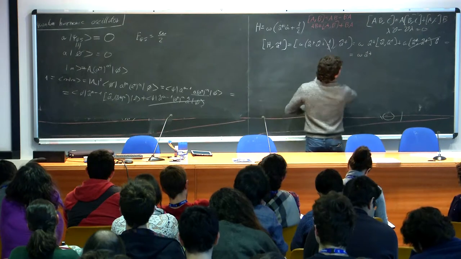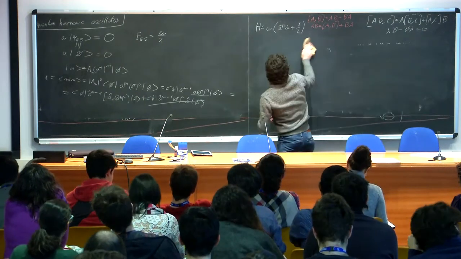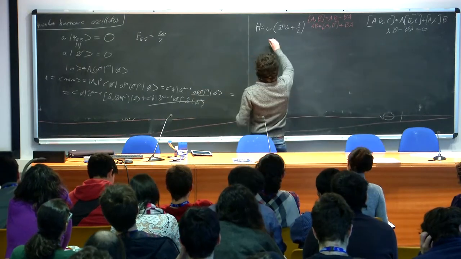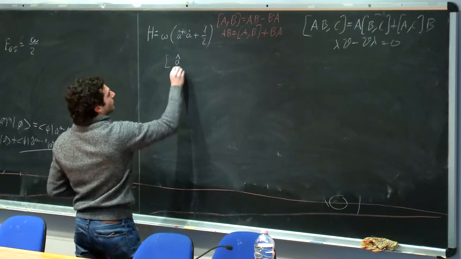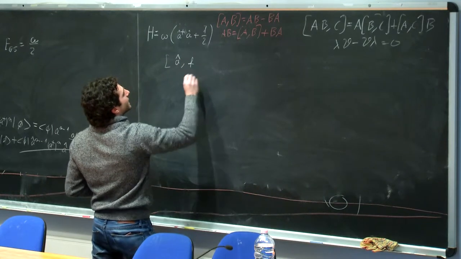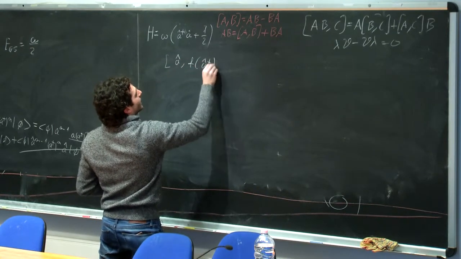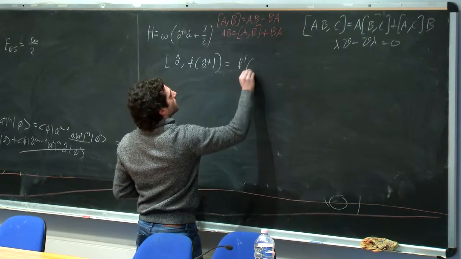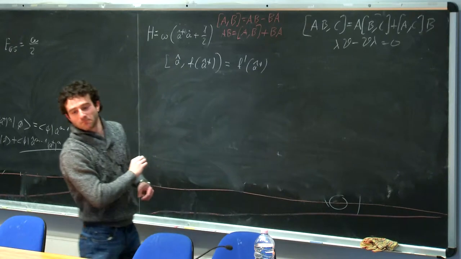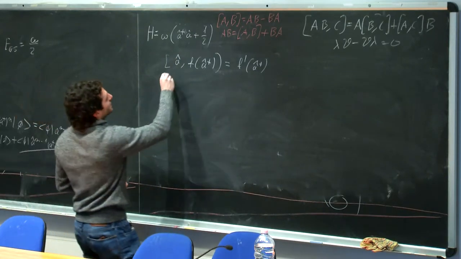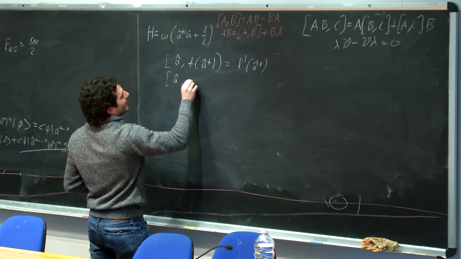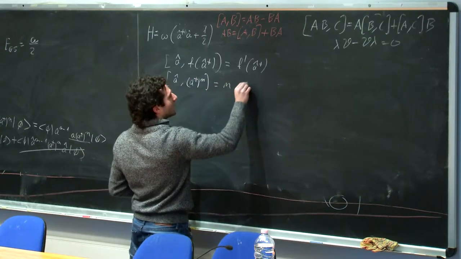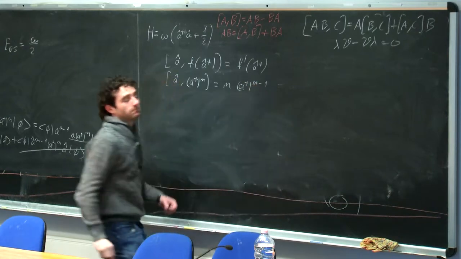You can easily prove that. You can easily prove that the commutator between A and a generic function of A dagger is equal to F prime of A dagger. Or in our specific case, the commutator between A and A dagger to the N is equal to N A dagger to the N minus 1.